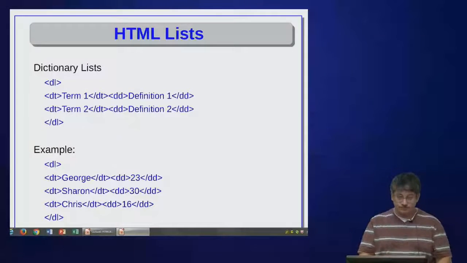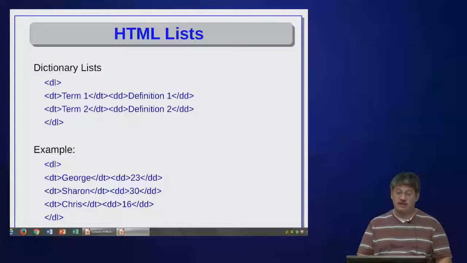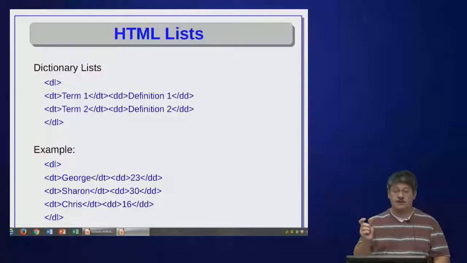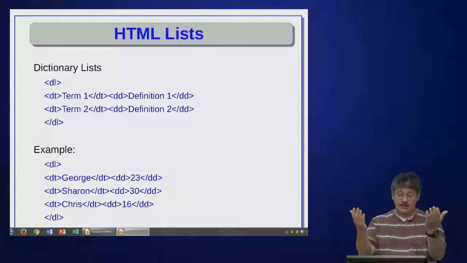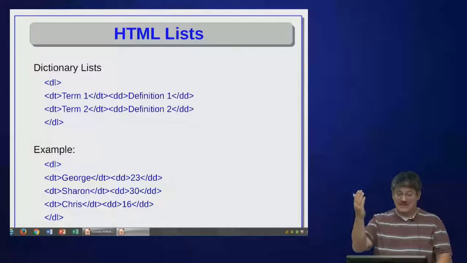So for example, I could create a dictionary list and a term, George. George is now the key in my key value relationship. George is the term, and I'm going to match him with a definition. So then in the DD tags, I have the number 23. That's George's age, for instance. So I'm mapping George to the age 23. I could also say, okay, Sharon is 30. Chris is 16. The names are going to be my dictionary terms, my DT tags, and the ages will be my definitions, my DD tags.